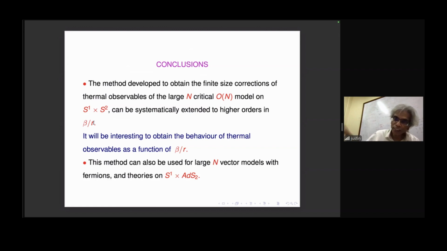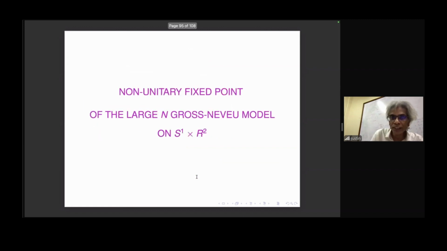It'll be interesting because the expansion on the other side is different, and I think the groups at your side have tried to expand it from the other side, in which the expansion has e to the power beta all the time. The method can also be used for other theories, for example large N vector models for fermions, and S1 times AdS2, even for chemical potentials. You can generalize this approach to other cases also.